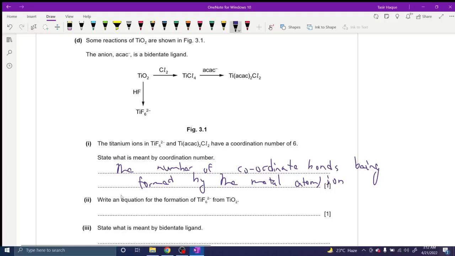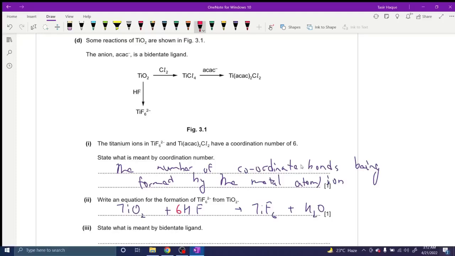It reacts with HF to do so, right? So TiO2 reacts with HF to form TiF6. So remember, if there's always extra oxygen, where does it go to? It actually forms water. Now, how many fluorine atoms do we need? We need 6 to form TiF6.